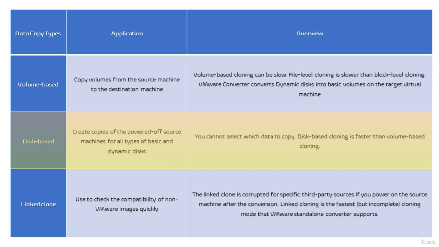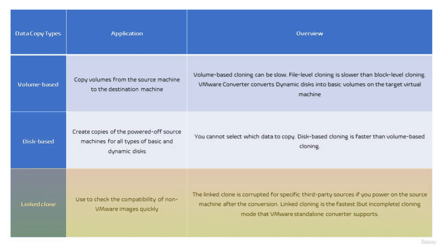When you move to disk-based, you create copies of the powered-off source machines for all types of basic and dynamic disks. You cannot select, though, which data to copy, right? Disk-based cloning is a whole lot faster, though, than volume-based cloning.